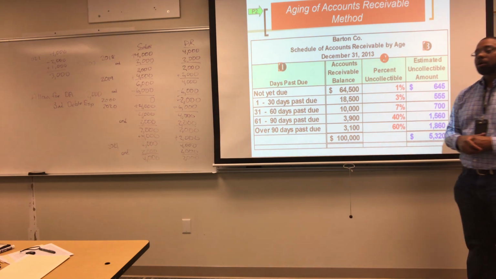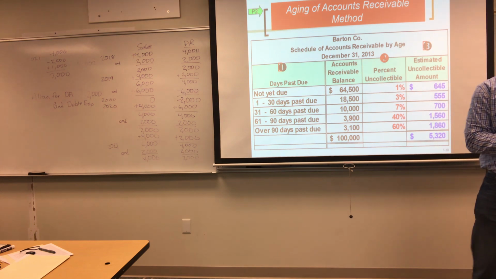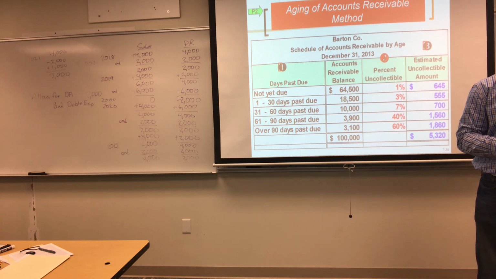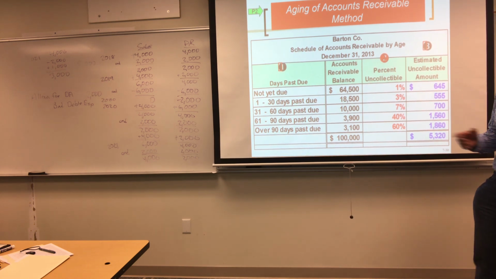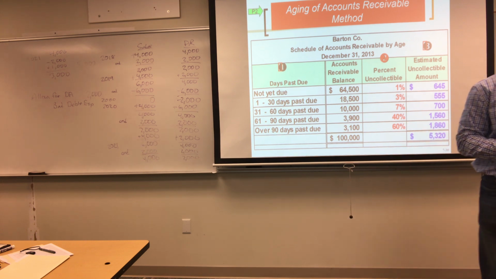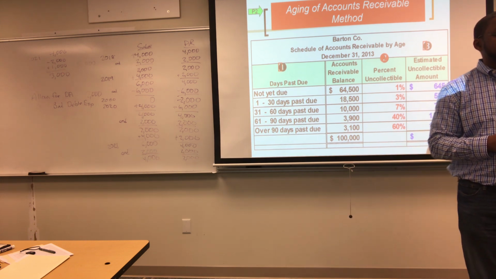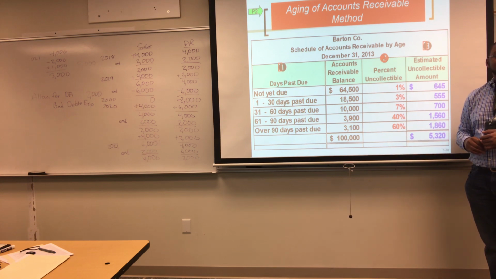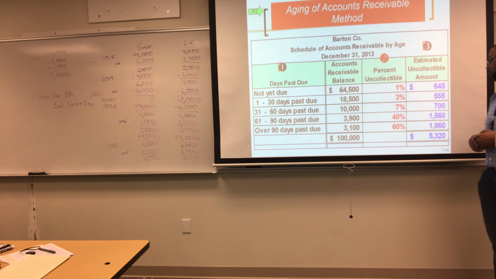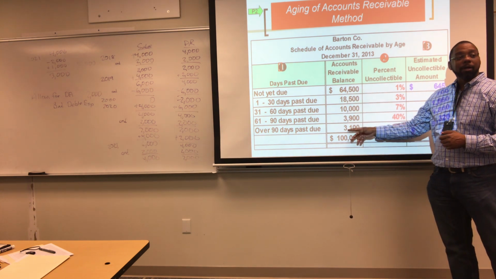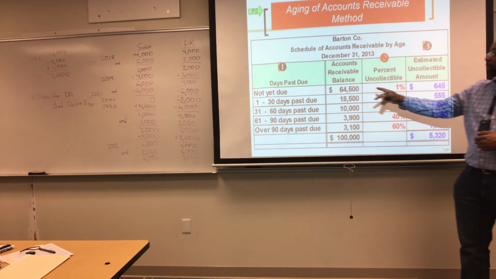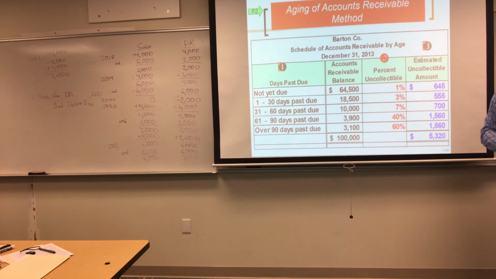7% of those that are 31 to 60 days past due will not pay. 40% of those 61 to 90 days past due will not pay. And 60% of those that are over 90 days past due will not pay. Now this is kind of like a fake world, because anything over 90 days past due should be like a 99%. Something like that. Higher than 60. At any rate, you break your accounts receivable down into their dates, and then you multiply by the rate to get your estimated uncollectible amount.